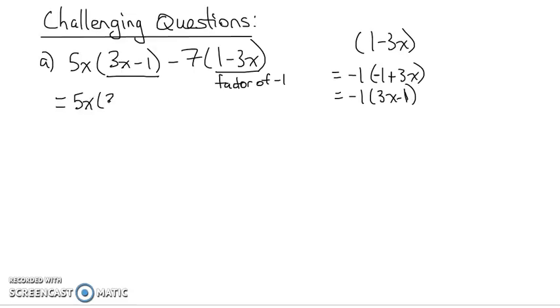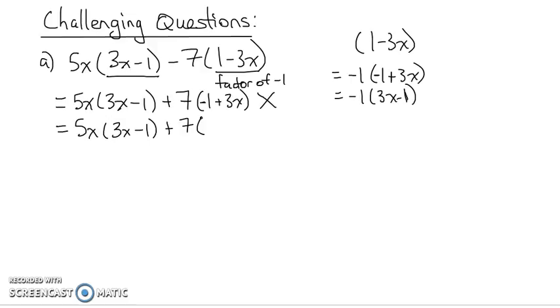Let's do this. 5x times (3x minus 1). And then if I take out the factor of negative 1, I multiply that by negative 7. That's going to make that a positive 7. And it's going to make it a negative 1 plus 3x. Switching those signs. You don't have to write it out with this line like I've done. You can skip this line if you want. But what it ultimately becomes is (3x minus 1). And now it's just a matter of factoring it by grouping. And so I get a (3x minus 1), and I'm left with a (5x plus 7). So that's one thing you've got to watch out for that might be a bit of a challenge.